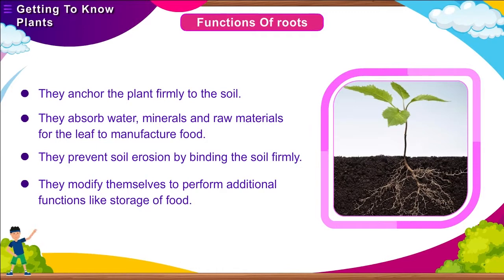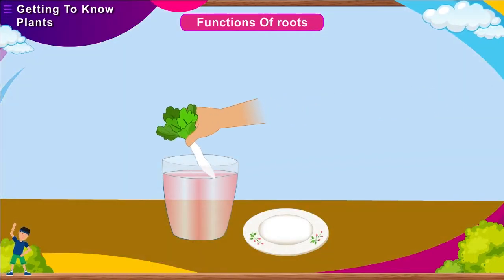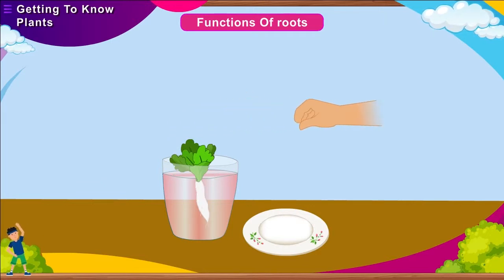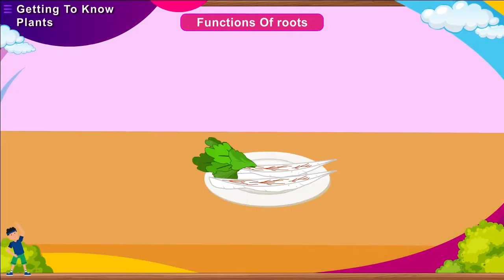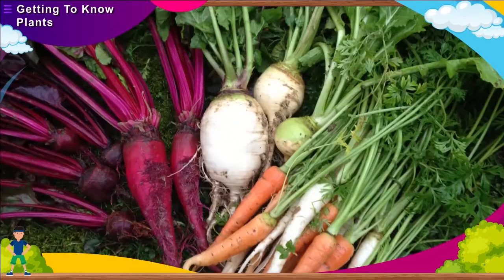To show that roots absorb water, take a small radish and place it in a glass containing red-colored water. Leave this setup for a day. Next day, take the radish out and cut it lengthwise. See how the red color has spread through it. The red-colored tubes appear extending all along the length of the radish, showing the passage of water through it.